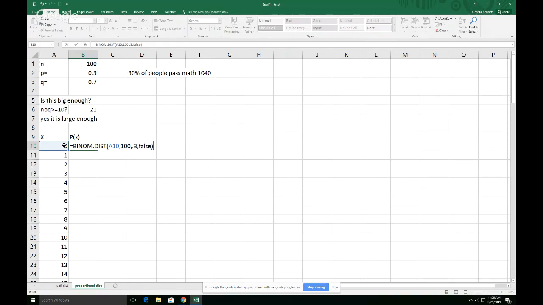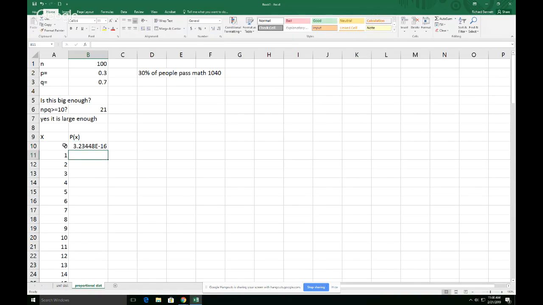Okay, so given the idea here that 30% of the people are going to pass the class, the probability that I had 0 people pass the class is 3 times 10 to the minus 16th. That's ridiculously small. That's 15 zeros and then a 3. Okay? So it would be extremely unlikely that 0 people would pass the class given that there's 30% going to pass the class. Does that make sense?